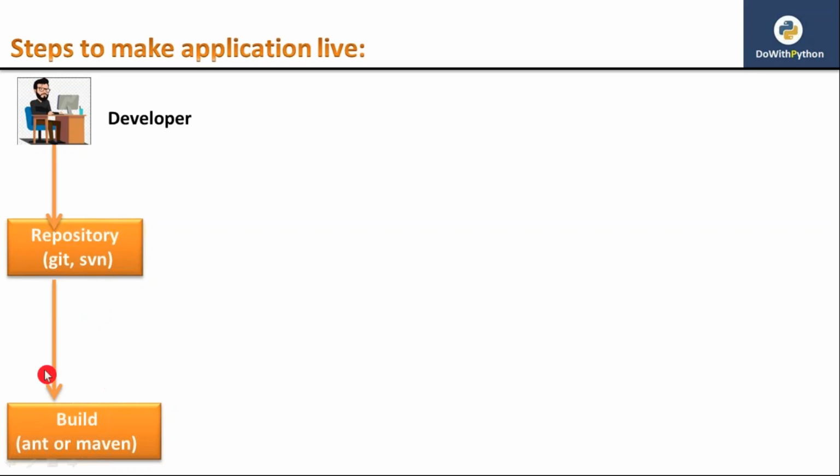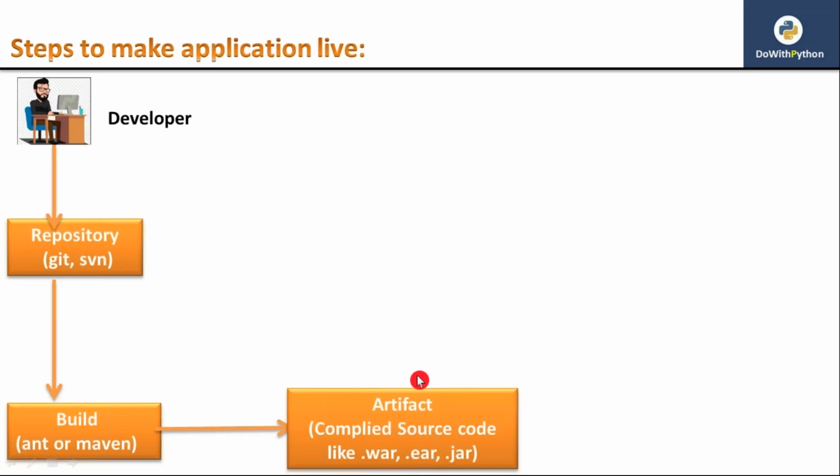Once the build is successfully completed, build is nothing but, suppose you have Java code, after compilation you will get some compiled code like WAR, JAR, or EAR files. That code is nothing but build code. The build team will store that compiled code in some different place. Just assume that is called an artifact. It's nothing but compiled source code like your WAR, EAR, or JAR files.